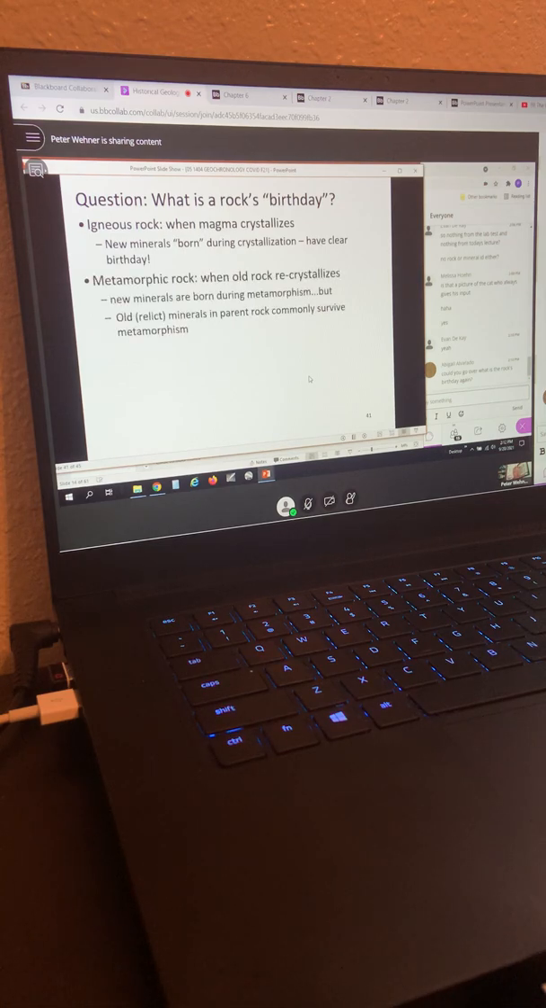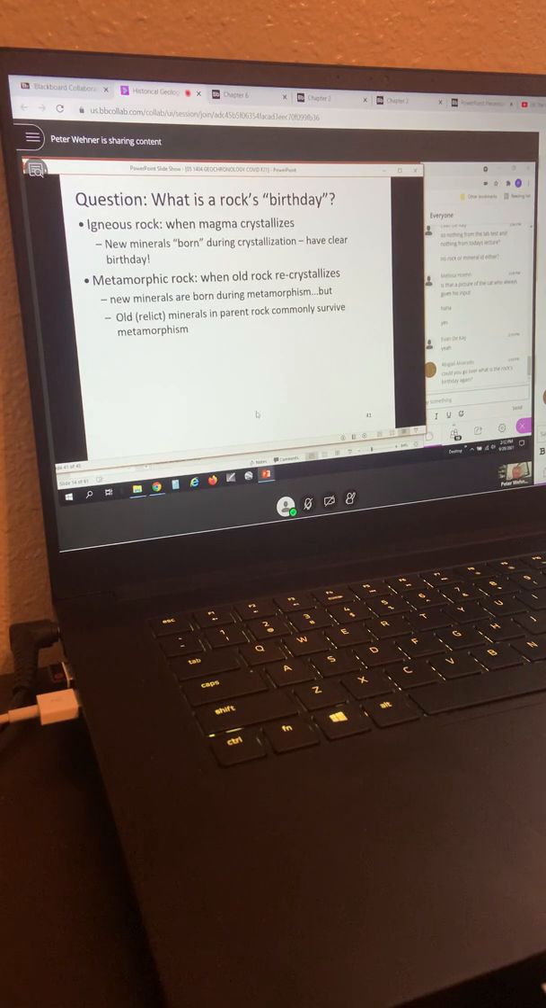But in a metamorphic rock, it's sort of the same thing. New minerals are formed during metamorphism. And so if I radiometrically date those new minerals that were created during metamorphism, then I'm determining when that metamorphism occurred, how many years ago, how long ago that metamorphism occurred.